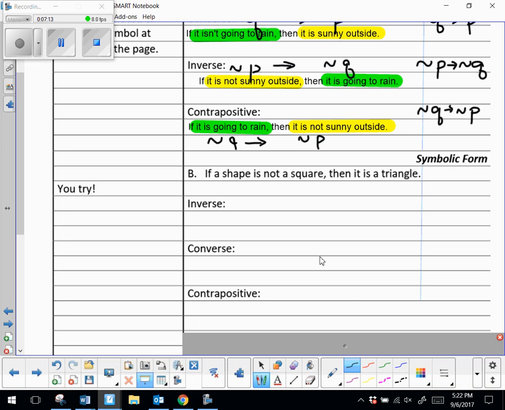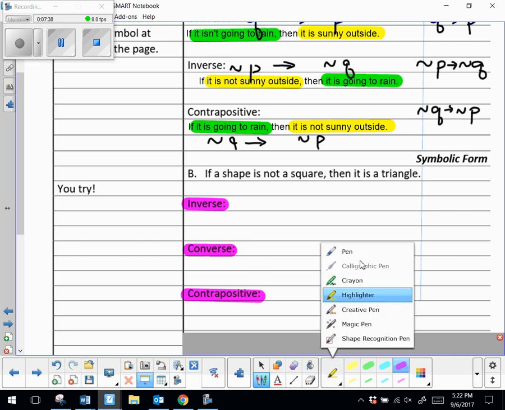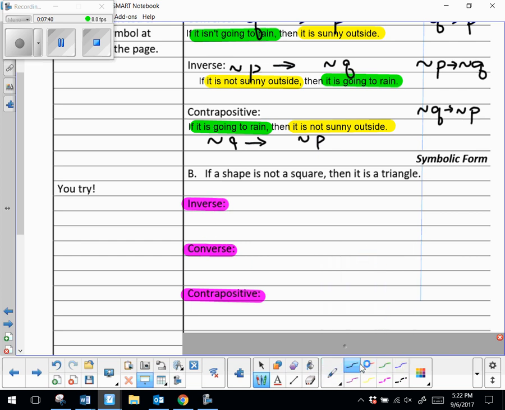Okay, we've got an original conditional. If a shape is not a square, then it is a triangle. We do have an original P and original Q. I want you to do the same thing you did above, but make sure you realize what they're asking for. The first one is asking for inverse. The second one's asking for converse, and the third one's asking for contrapositive. So they flipped these two. We learned these symbols in this order, and you'll hear it in this order quite often.